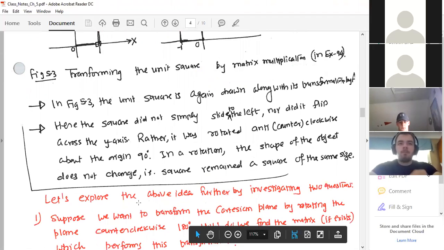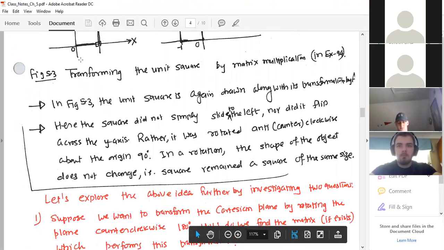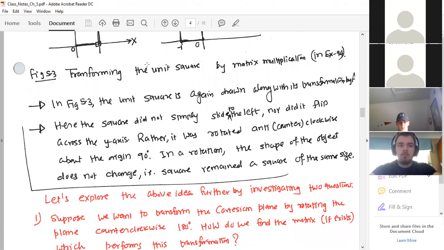Transforming the unit square by matrix multiplication. So in the previous figure, the unit square is again drawn along with its transformation by A. Here the square did not simply slide to the left, nor did it flip across the y-axis. Rather, it rotated anti-clockwise. Look at over here. It was like this, anti-clockwise. Here also we have the same thing, anti-clockwise. So it rotated anti-clockwise, or you can say counterclockwise, about the origin by 90 degrees.